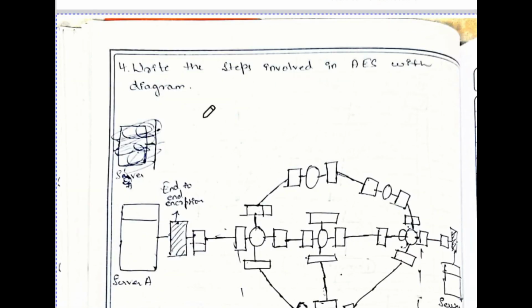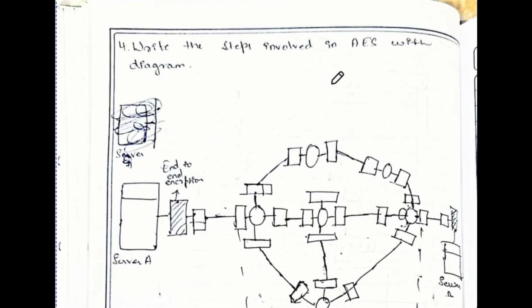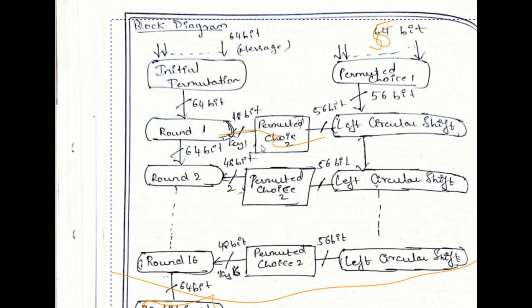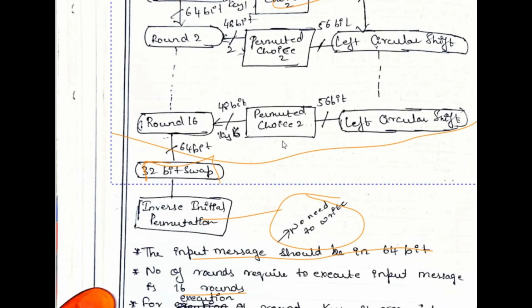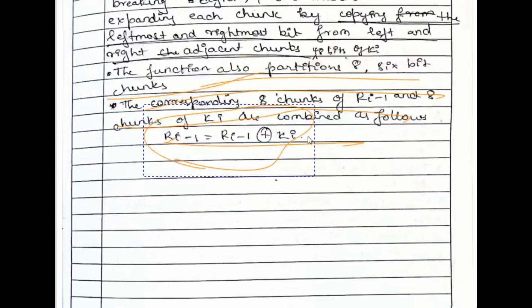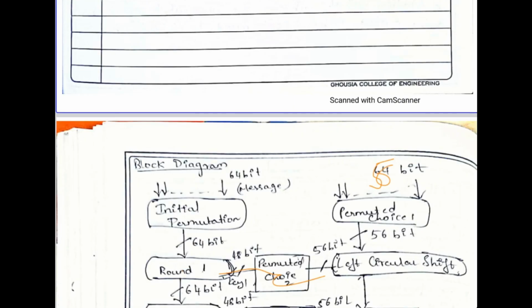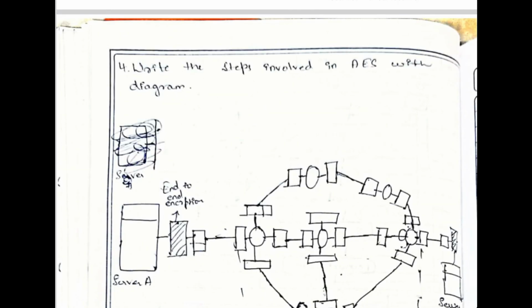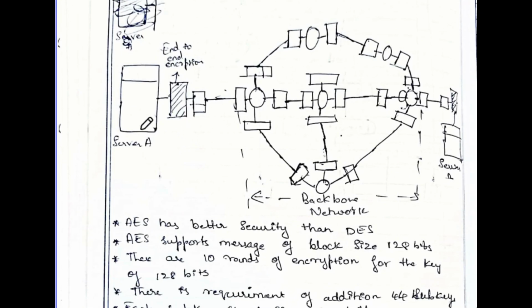Write the steps involved in the AES diagram. This is also a diagram to include, because in the textbook these two diagrams are not available. For a 10 marks question, it is not advisable to write only this much. This much will not give you 10 marks, so I suggest you write these two diagrams also. The AES algorithm.